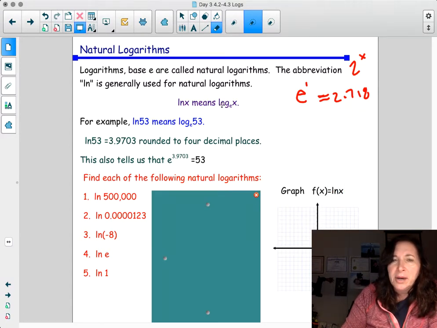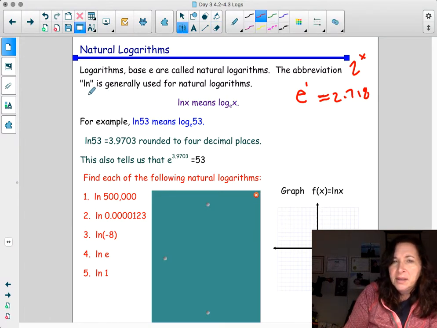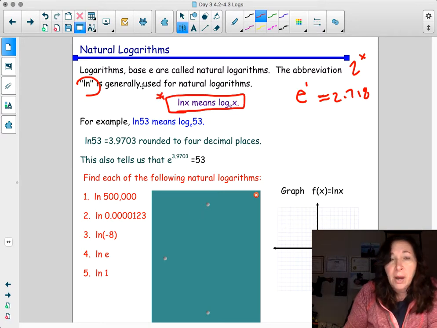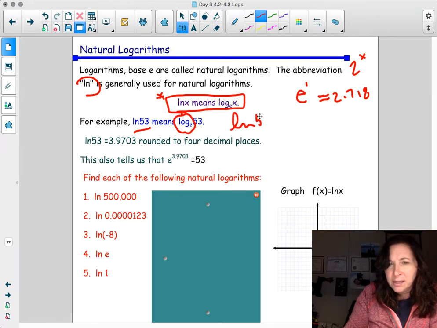In these problems right here, what they want you to know is that ln, being the natural log, is the same thing as log base e of x. So this is kind of important. You do need to rewrite that. I would put that in my notes. ln of 53, for example, means log base e of 53, meaning I can replace log base e with ln of 53.